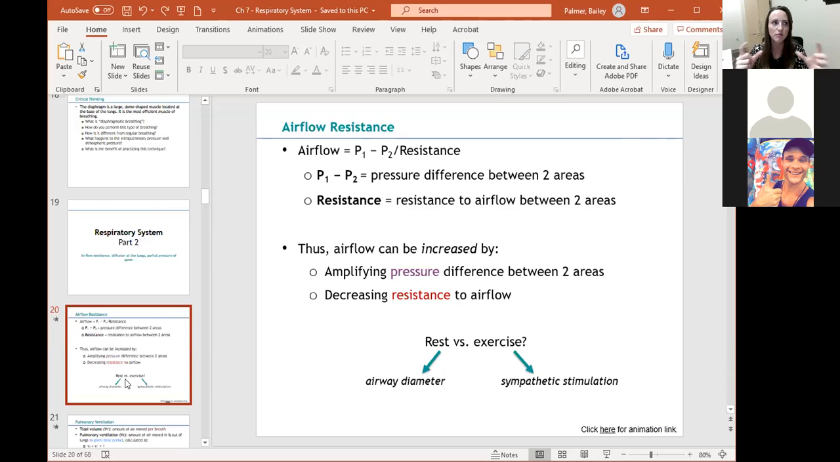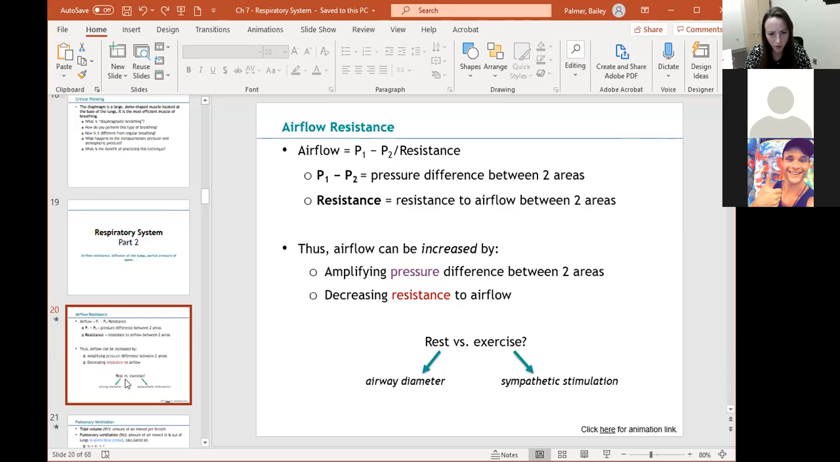So this could be, when we think resistance, you want to think of the airway, so the diameter, the bronchioles. When we increase the diameter, we have greater flow. When we decrease it, we have a resistance there, so less flow. So just know for the exam, amplifying the pressure and decreasing the resistance. And that's amplifying pressure difference between two areas, decreasing resistance to flow.